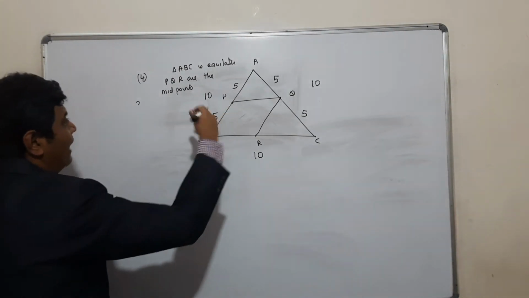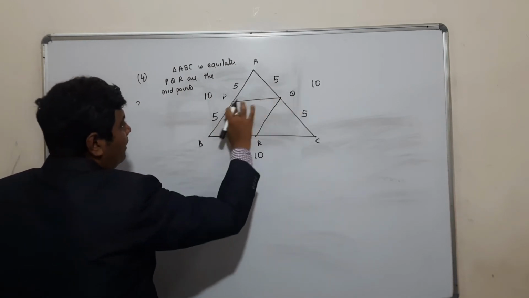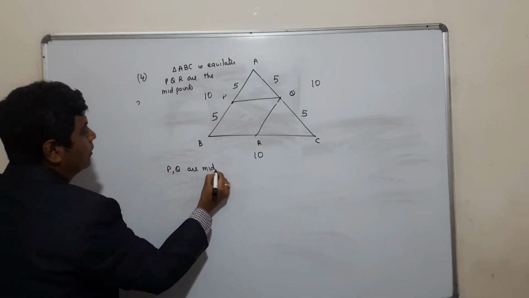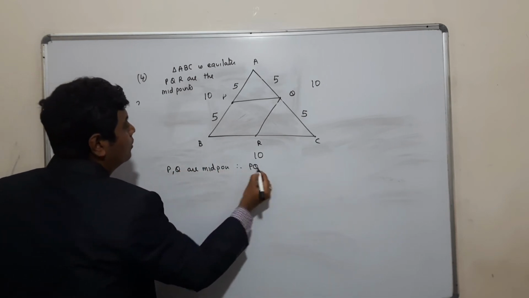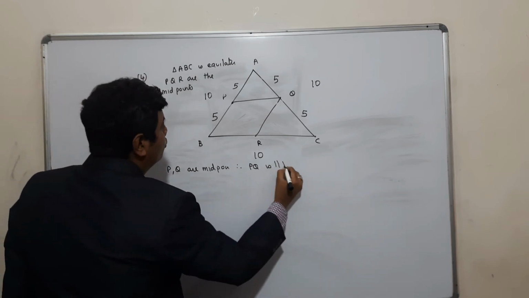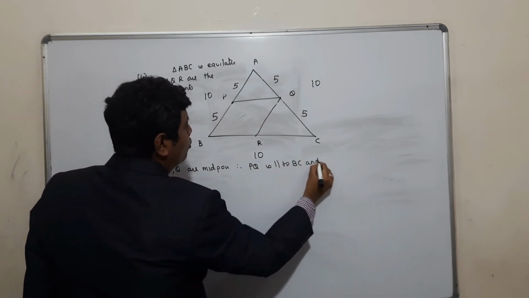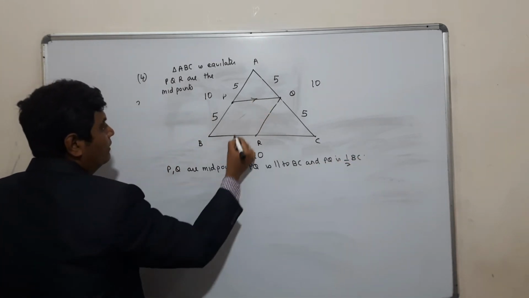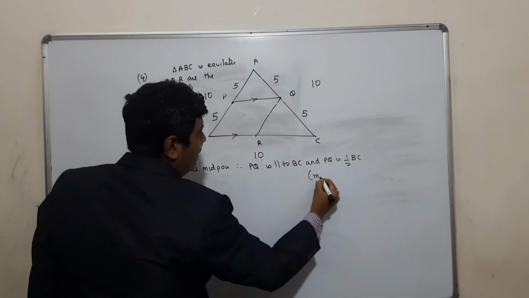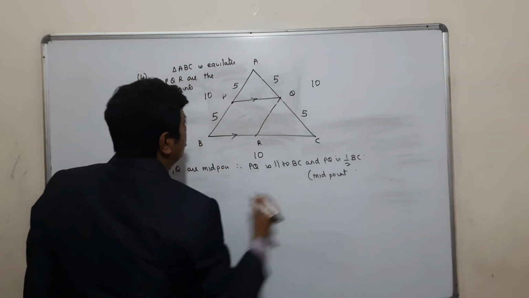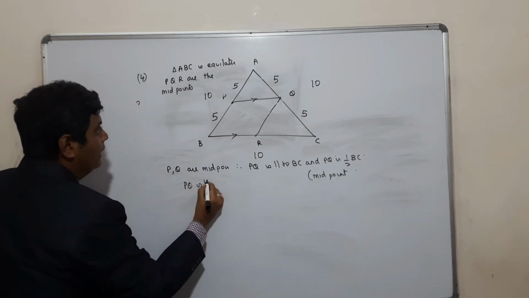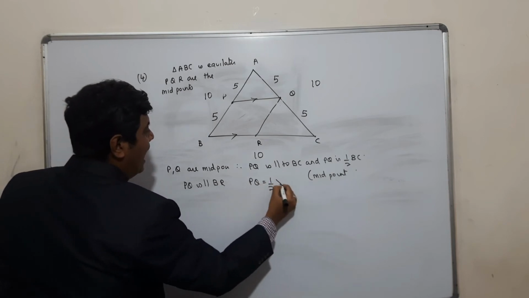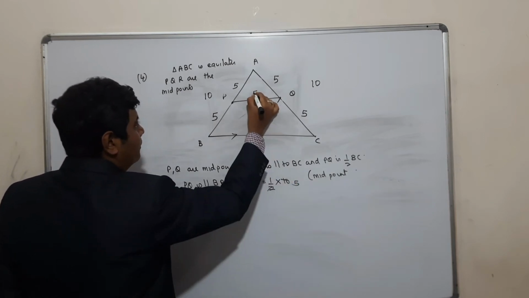Now, you have this triangle. So can I say P and Q are the midpoints? P, Q are midpoints. Correct? So therefore PQ is parallel to BC and PQ is half of BC. Understood? So can I say PQ is parallel to BR also? Which formula? Midpoint formula. So therefore PQ is parallel to BR and PQ is equal to half of BC, that is half of 10. So this is equal to 5.